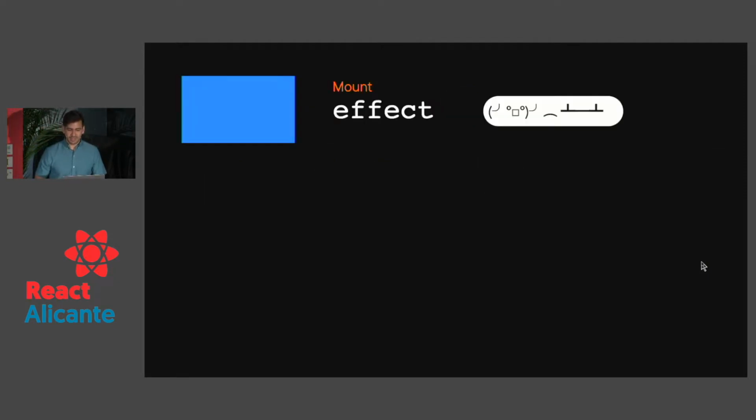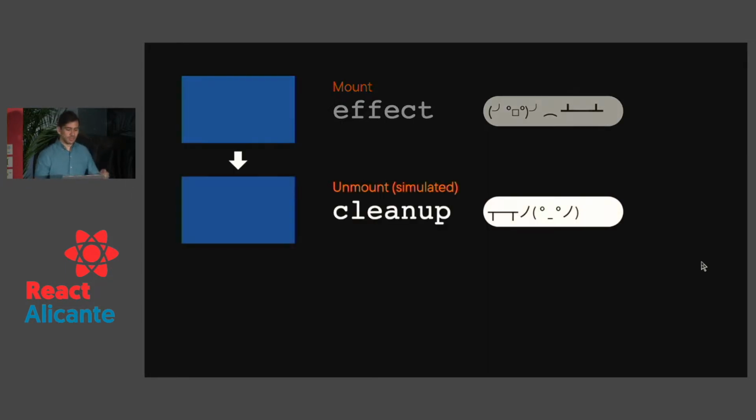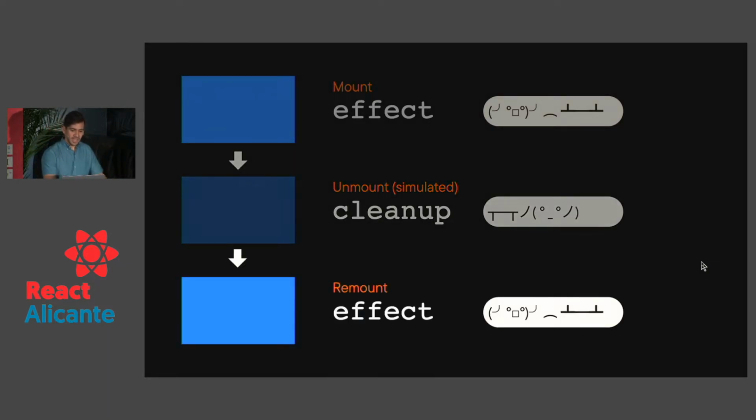So how exactly do we fix this? Well, first let's explain what is happening inside of React. We're mounting an effect, and then React is going to do something really quickly. It's going to unmount that component, and so that's going to call the cleanup function. And then it's going to remount it again.